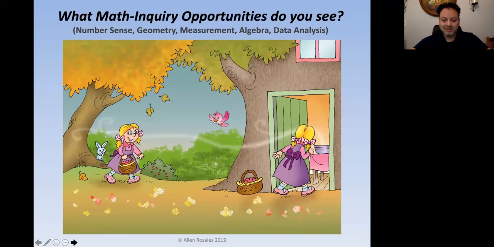So here comes Goldilocks. And in one of the books, it says that she's a naughty little girl. And she's very curious, even though her mama said, don't go into the forest. And what did she do? She went into the forest, of course. And when you look at this illustration, what are some more math opportunities?